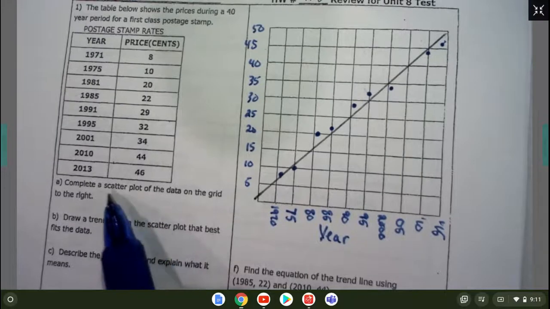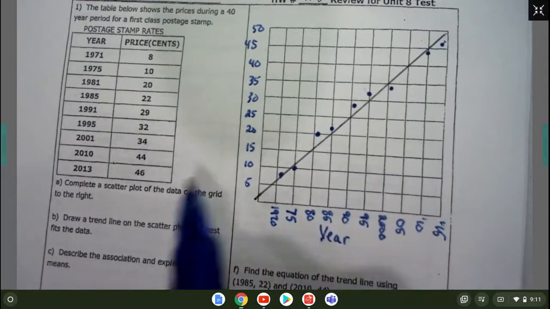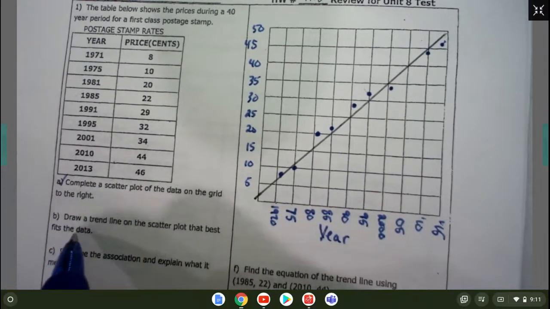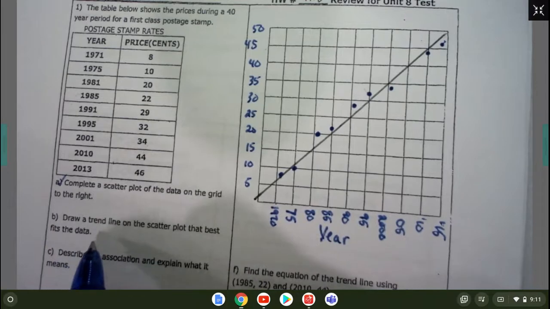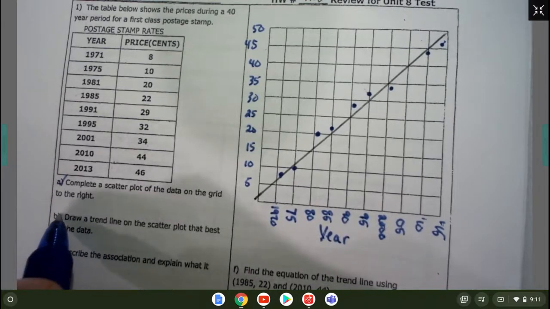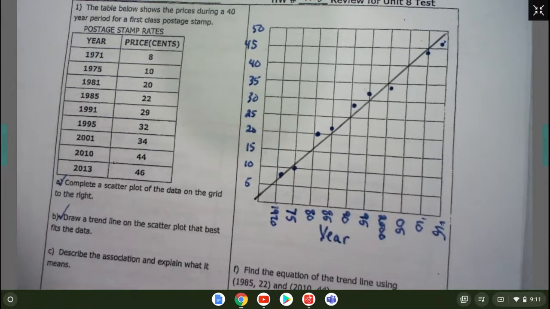All right, draw a chin. So complete the scatter plot. Check. That's done. Draw a trend line or line of best fit, the line that best fits the data. Done. Describe the association. Explain what it means.